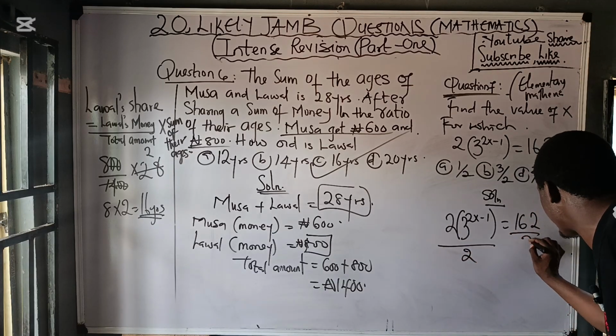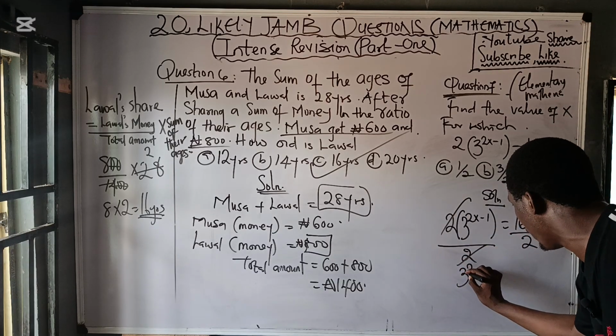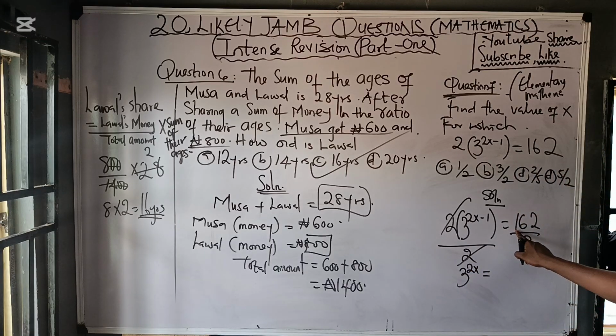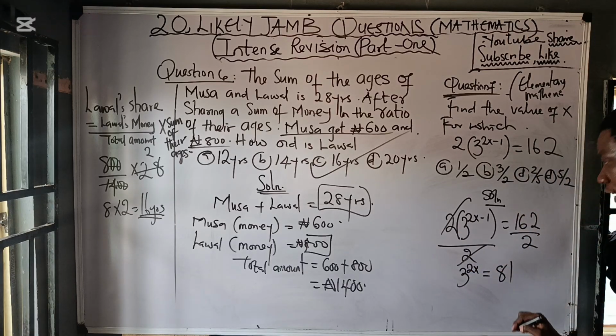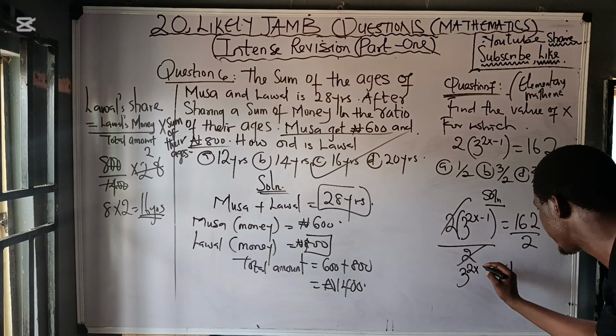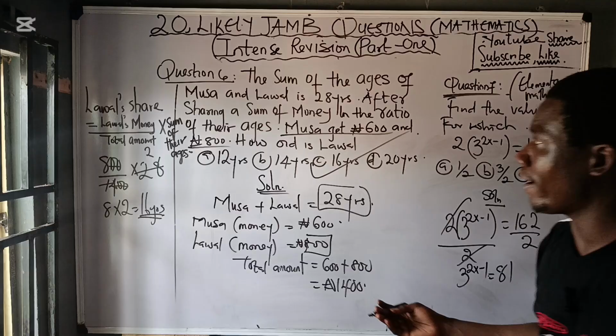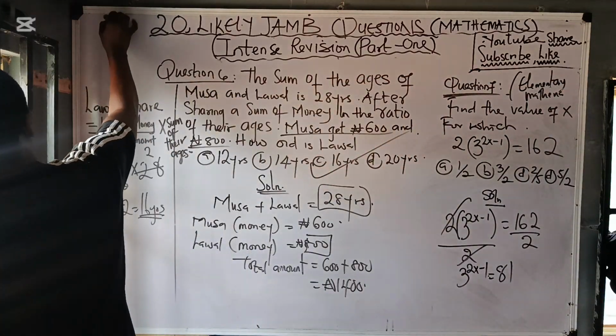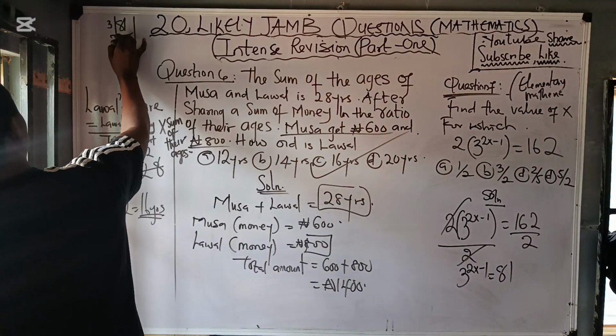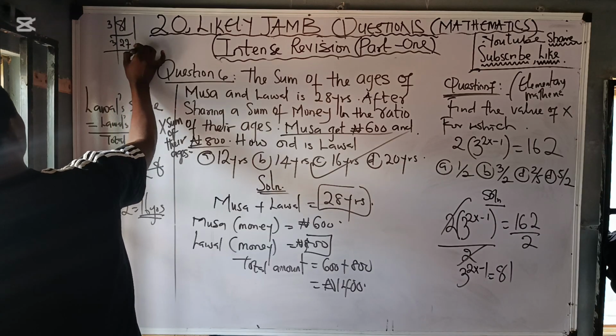Divide both sides by 2 first. This cancels this. So 3 raised to the power of 2x minus 1 equals 162 over 2, which will give us 81. See it here. Now, this 81 can be expressed in terms of 3. Your 81 is 3 raised to the power 4. If I write 81 here and I divide it by 3, it will give you 27. 3 goes into 27 and will give you what? 9.